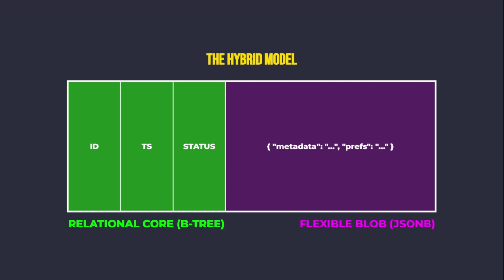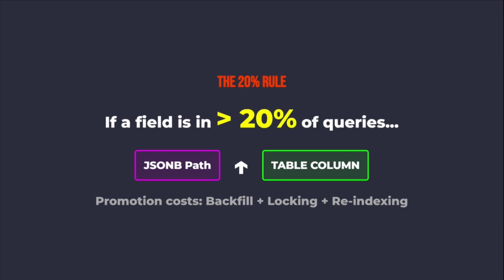Core, highly relational data that requires strict integrity and frequent joining, such as user identifiers, timestamps, and status codes, remains in standard columns with B-tree indexes and foreign keys. Volatile, non-standardized, or infrequently queried attributes, like user preferences, logging metadata, or third-party integration details, are stored in a dedicated JSONB column. This strategy ensures that the performance-critical paths leverage the relational engine's strengths while providing the necessary flexibility for evolving data structures. System analysts should define a clear boundary.